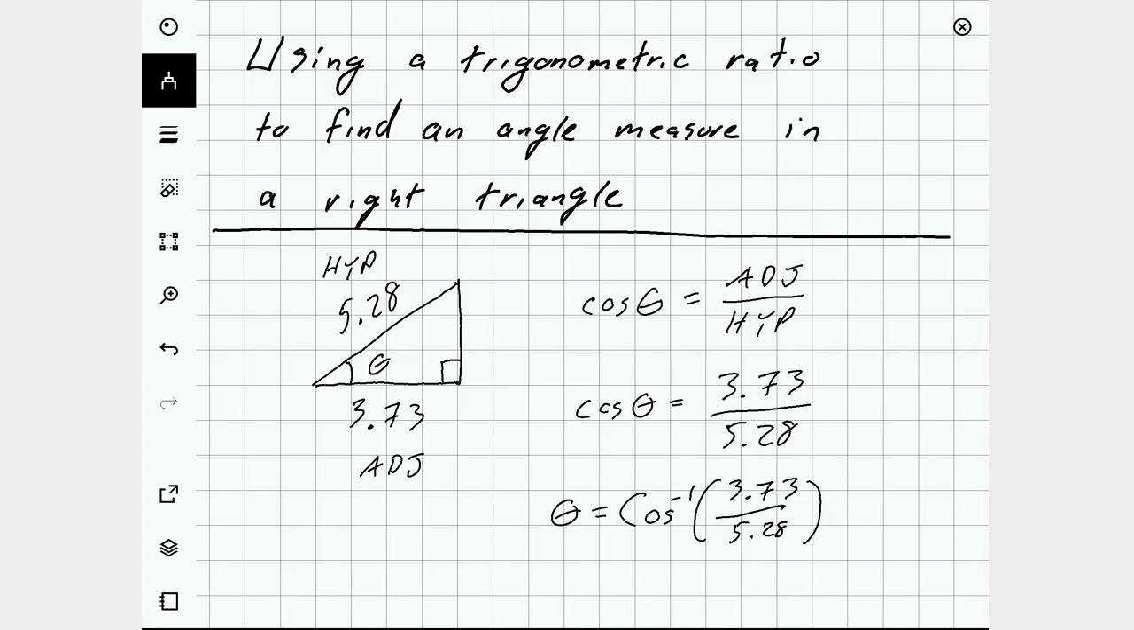Just like in calculating using the cosine itself, in calculating with the inverse cosine, if you want an answer in degrees, make sure your calculator is in degree mode, and we'll just punch in the inverse cosine of 3.73 divided by 5.28, and the calculator is quite happy to spit out that theta is 45.1 degrees. Right? 45.05405188, but we'll round it to 45.1.